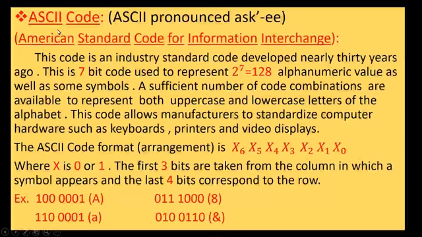Now this is the next code, ASCII code. In short, we call it ASCII code, and the name of this code is American Standard Code for Information Interchange. It means this code is an industry standard code developed nearly 30 years ago. This is a 7-bit code used to represent how many? 128. It means 2 raised to 7 is equal to 128 alphanumeric values as well as some symbols.